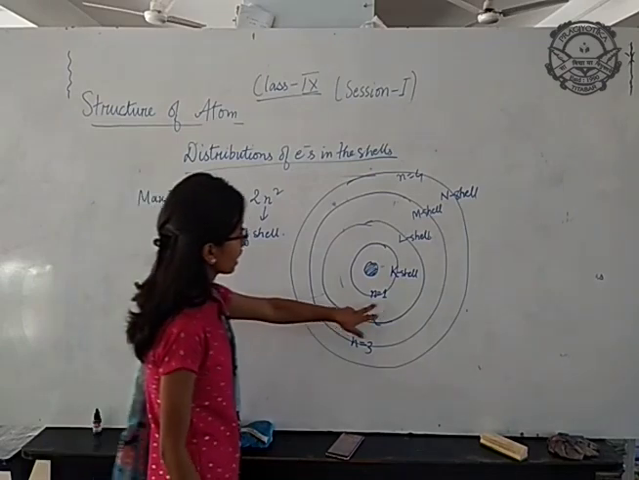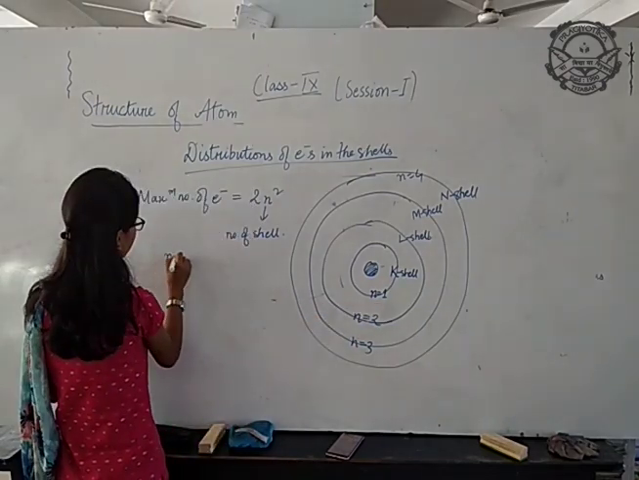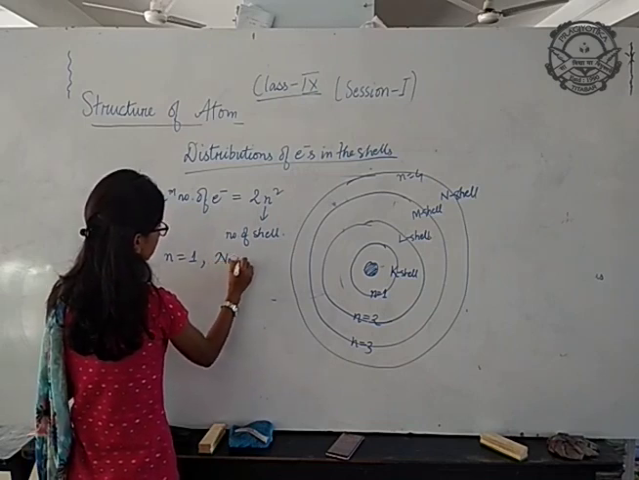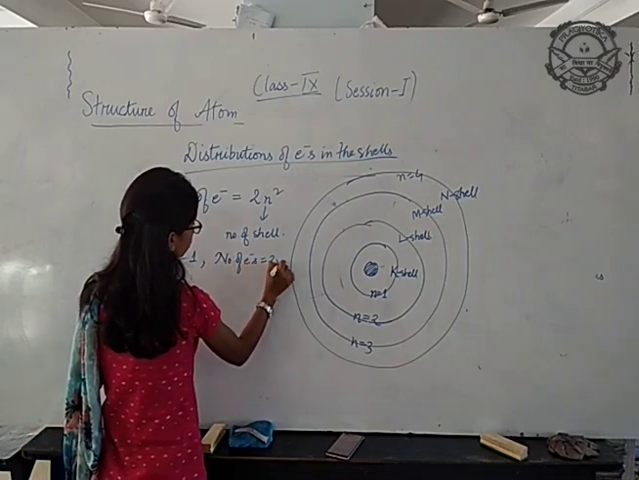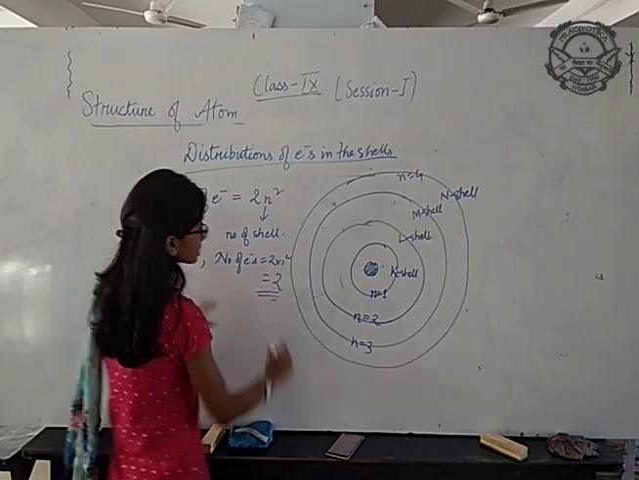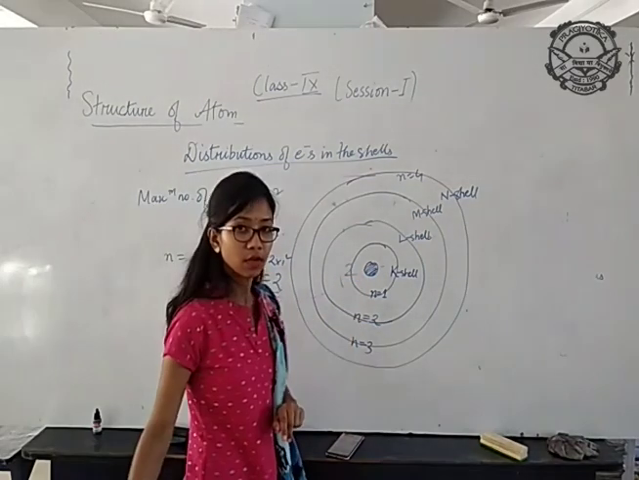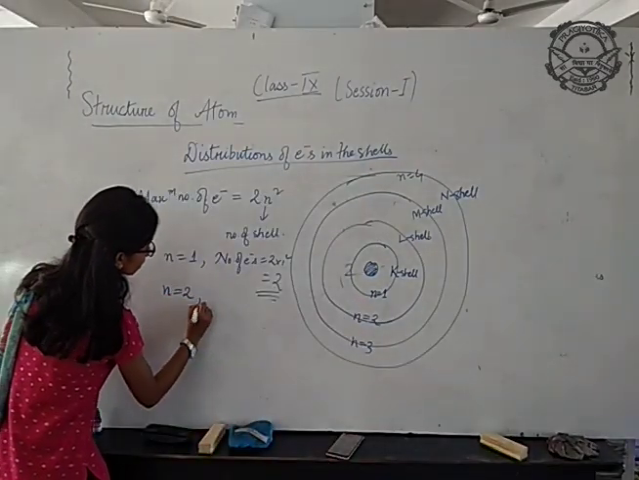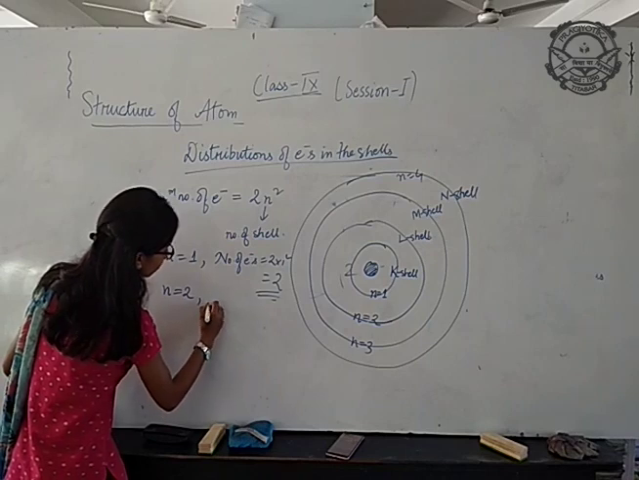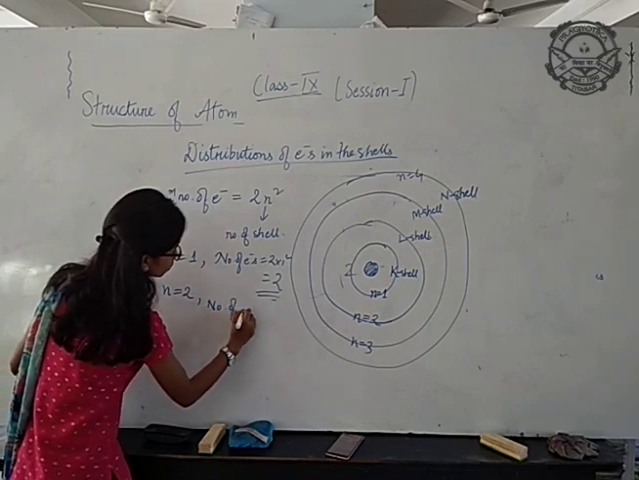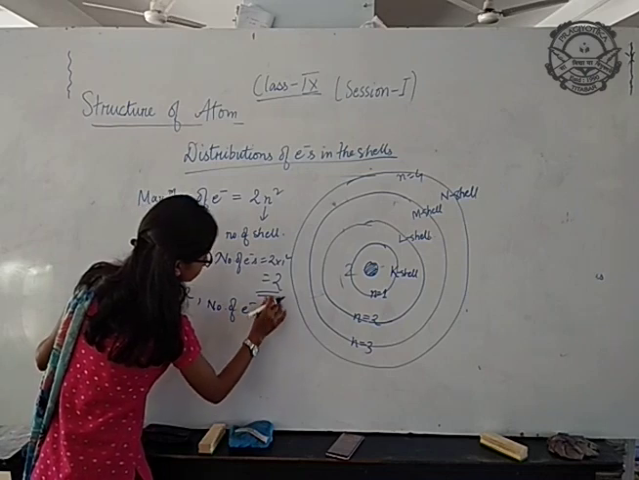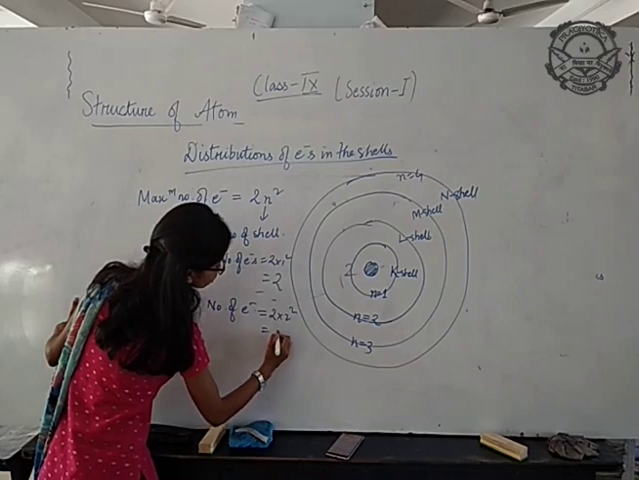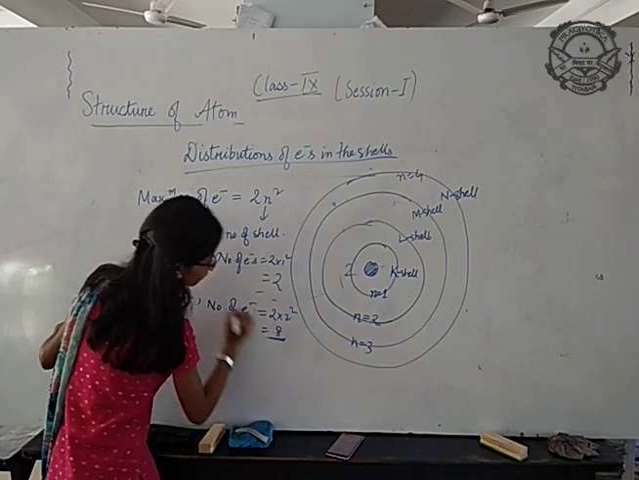Okay, now you see n is equal to 1 here, therefore whenever n is equal to 1, the number of electrons is equal to 2 into 1 square, which is equal to 2. Therefore the maximum number of electrons present in the first energy level, that is the K cell, is equal to 2. Then in the second cell, for n is equal to 2, the maximum number of electrons will be equal to 2 into 2 square, which is 2 into 4. 2 square means 4, therefore the number of electrons will be 8.